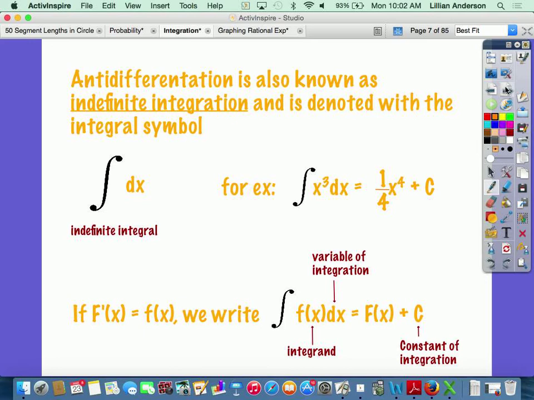Alright, and a capital F of x represents the antiderivative. You know how the lowercase f with the prime symbol represented derivative? Well, the capital F of x represents the antiderivative. And here's just some notation to go along with it. f of x dx, that is your integrand, your variable of integration. It's x clearly, because the dx will change based off of your variable. And then, of course, your constant of integration is your c.